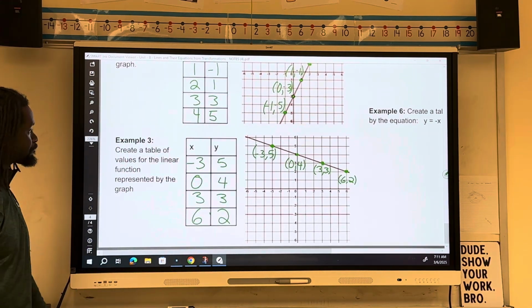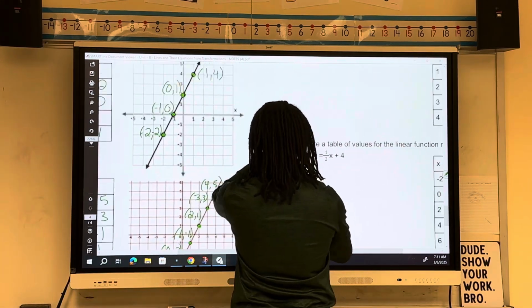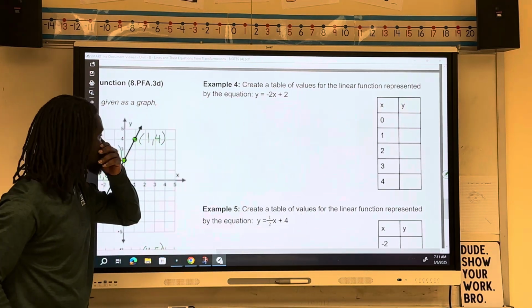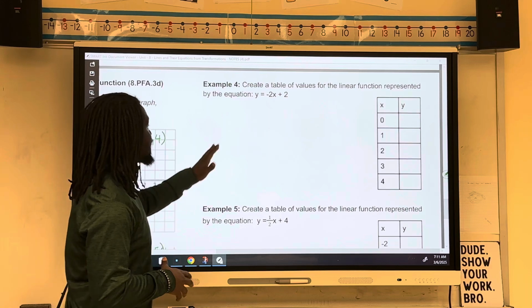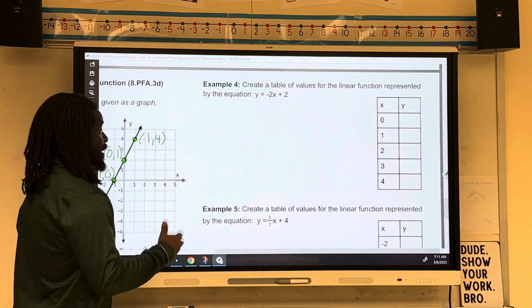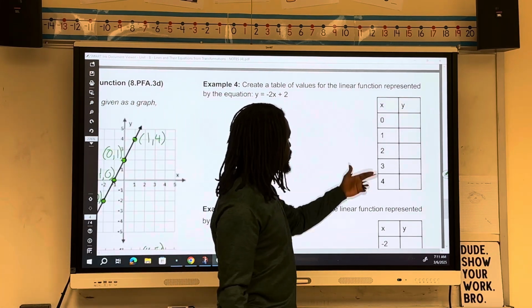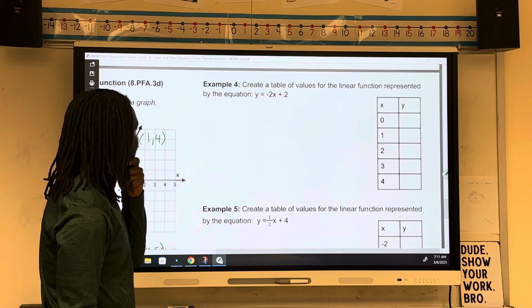All right. So that is it for when it is a graph. All you got to do is identify points, make sure the table matches it. Now for this next one, we now have an equation, and this time we are making a table from the equation. And so the x values are given to me, but I got to figure out what the y values are.